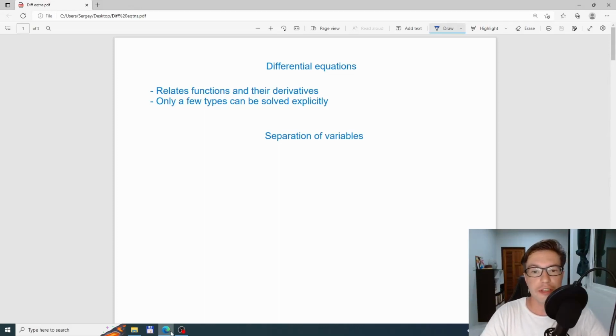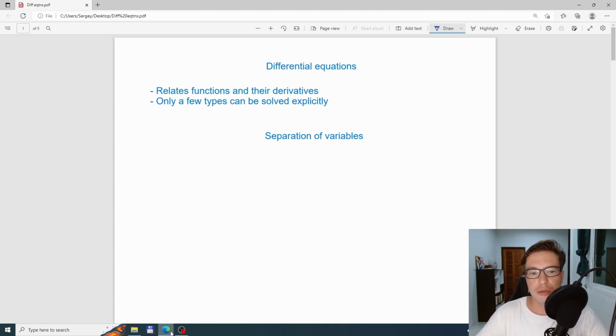Hi, in this video, I'm going to show you how to solve differential equations by variable separation. To start with, differential equations connect functions and their derivatives. And in order to pass your A-level exam, the only technique you have to know is variable separation. So the idea is simple.